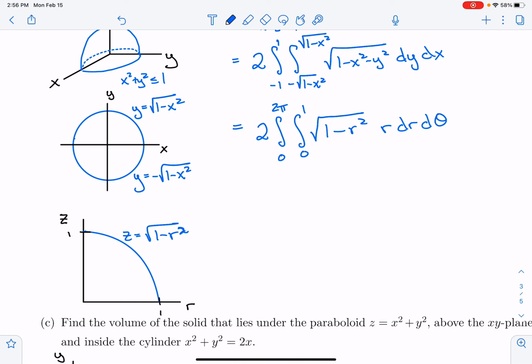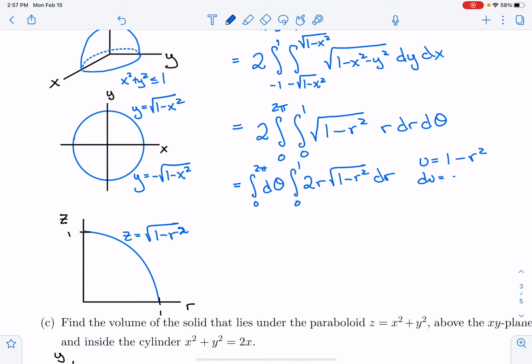Okay, so I'm going to break this up into two integrals to make this easier. So one is the integral from 0 to 2 pi of d theta. Again, notice that the integrand does not depend on theta here, so I can just pull that integral out. And then this will be the integral from 0 to 1 of 2r square root of 1 minus r squared dr. Now, I brought that 2 inside. You'll see why in a second. I'm going to do a u substitution to do this integral in r, and that's going to be u equals 1 minus r squared, and then du is going to be minus 2r dr.